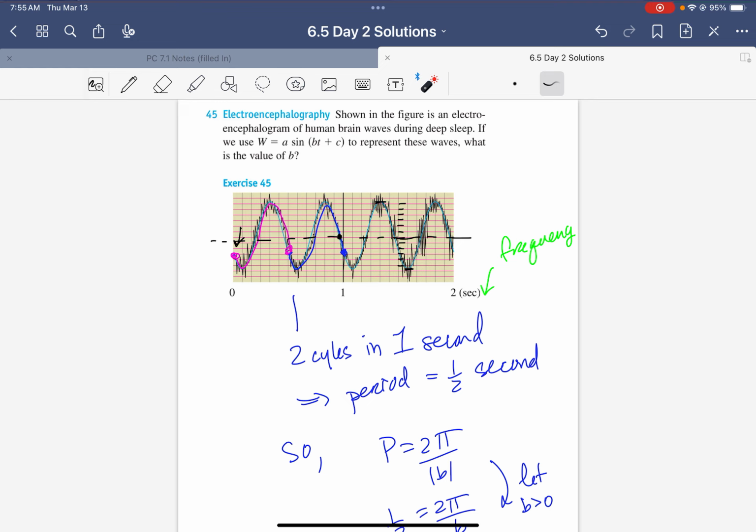Next, for an applied problem, they have this electroencephalogram. There's your word for today. And they just want to know, hey, what is the value of b? Well, we know that b relates to the period. And since period is 2 pi over b, I think if I can find the period, I can solve for b.